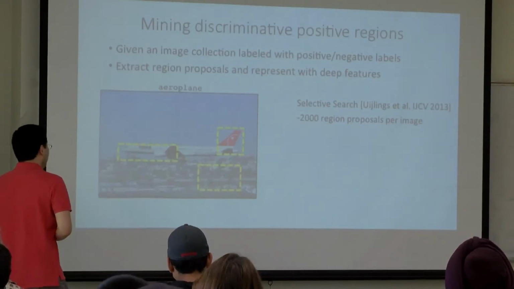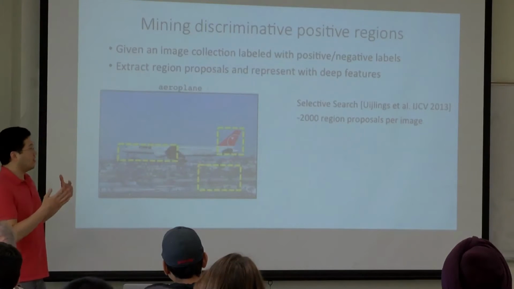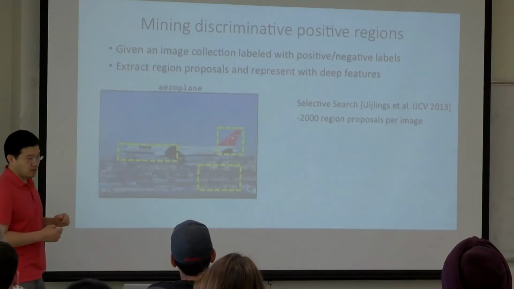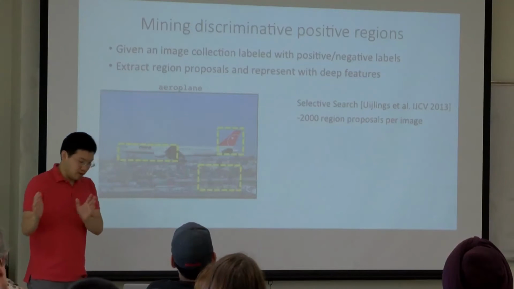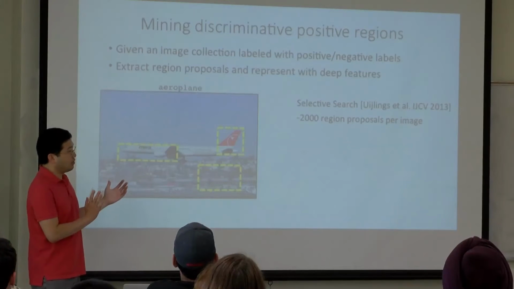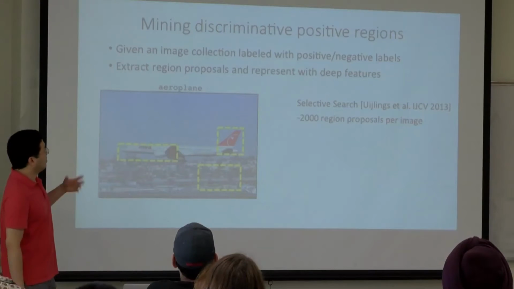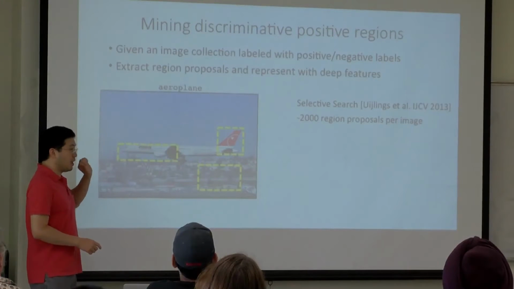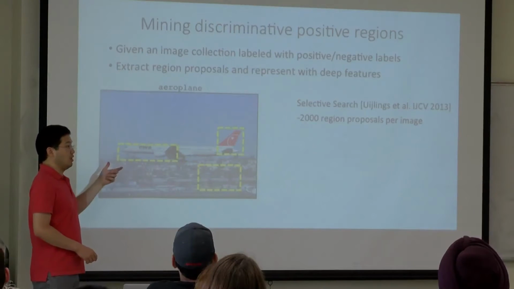Okay, so the first step in our approach is the following. We are given these images that are, in our running example, labeled with airplane. So we have images labeled with airplane and images labeled as not having airplane. For the images labeled with airplane, we don't know where the airplane is in the image. So the first step is to just generate possible candidate regions that may correspond to airplane in each image.